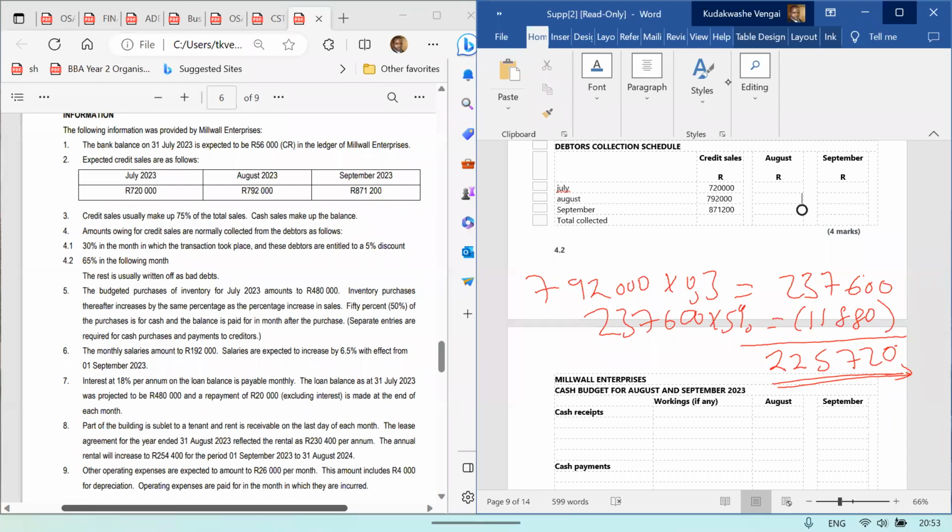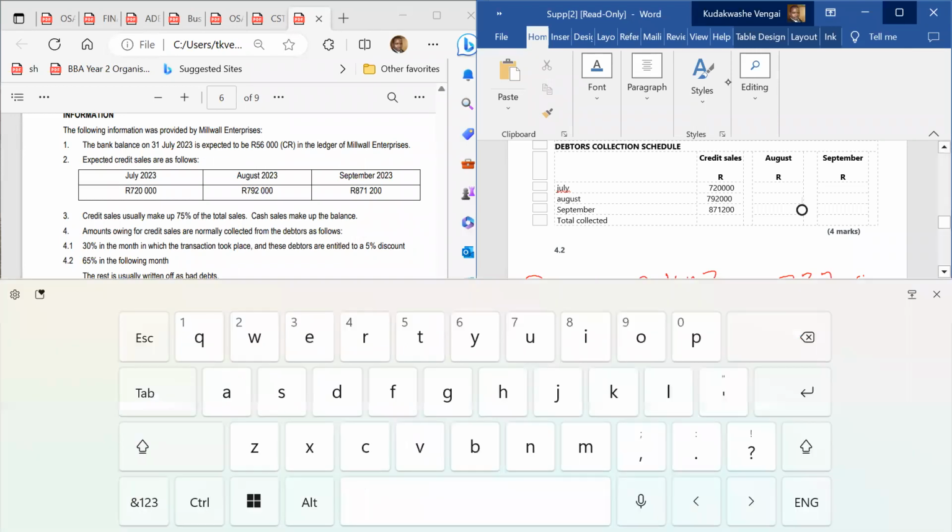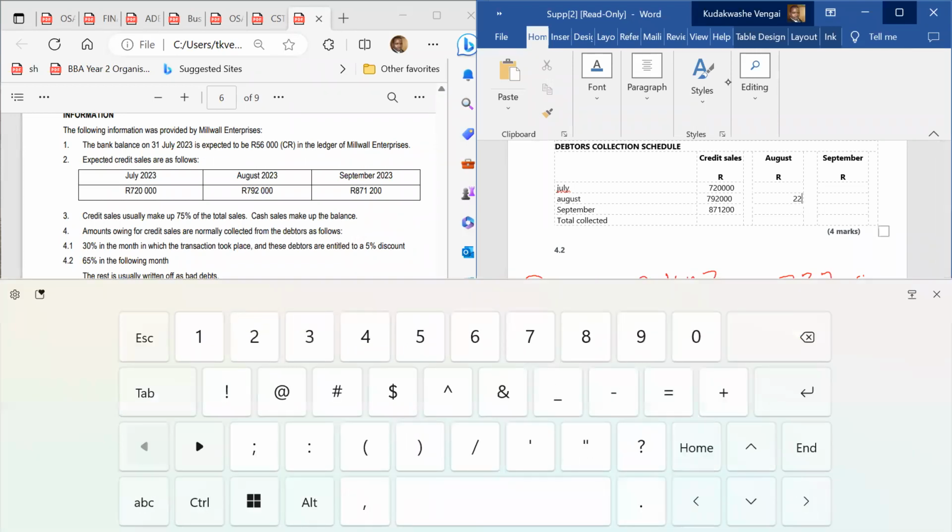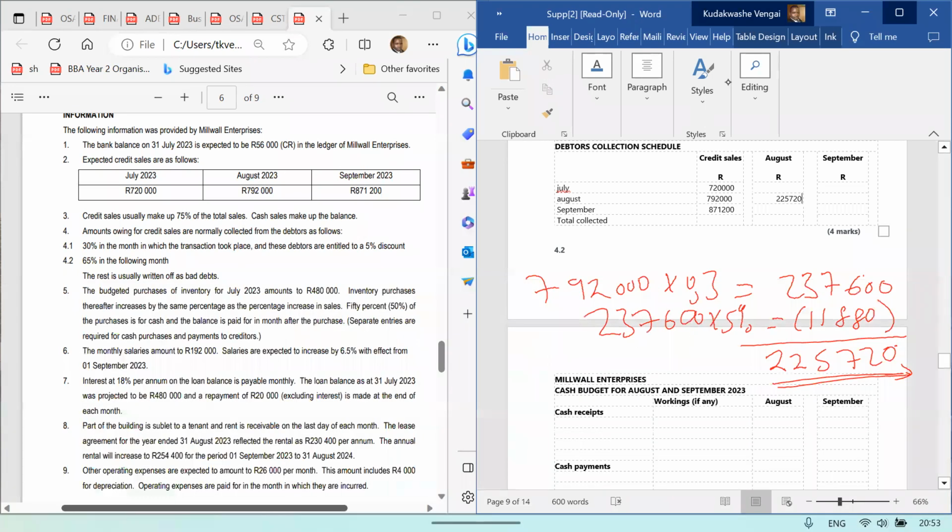Okay, so that's 2,257.20, right? So that's the 30%. But it says 65% is collected in the next month. So this means that I can therefore say what?